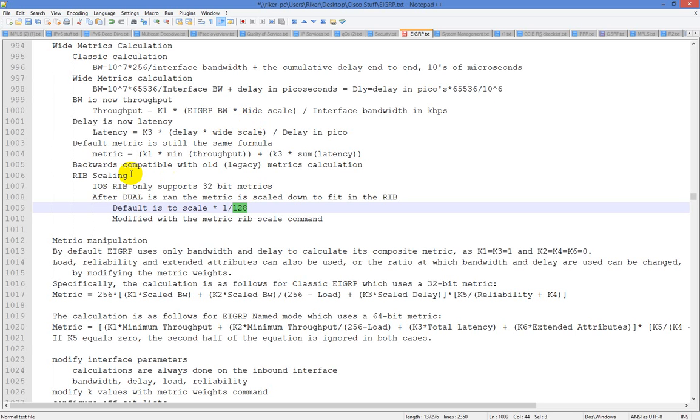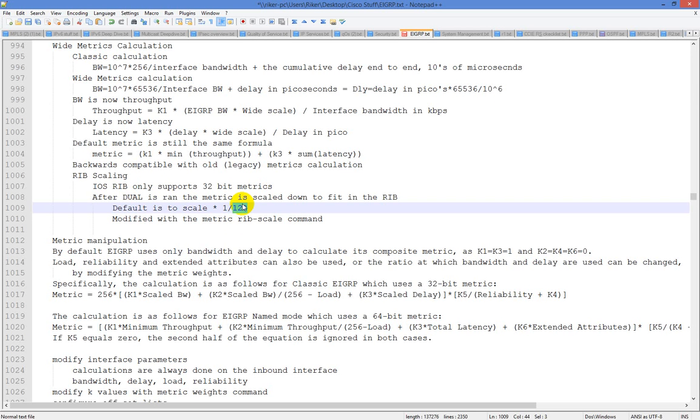And then we have this backwards compatibility issue with rib scaling, because by default the IOS RIB only supports up to a 32-bit metric. EIGRP named mode is actually a 64-bit metric. So you have to do what they call a rib scale, which allows you to choose what the values are going to be, and changes the metric based off of the rib scaling feature.